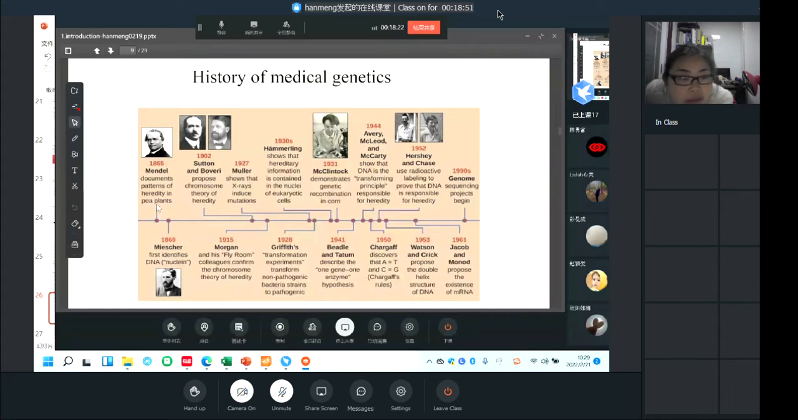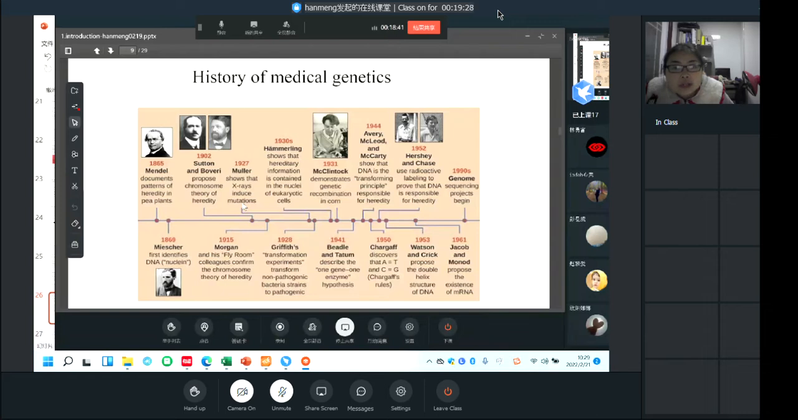Muller showed that X-rays induce mutations. In 1928, Griffith's transformation experiment transformed non-pathogenic bacteria strains to pathogenic. And in 1944, Avery and McCarty showed that DNA is the transforming principle responsible for heredity.